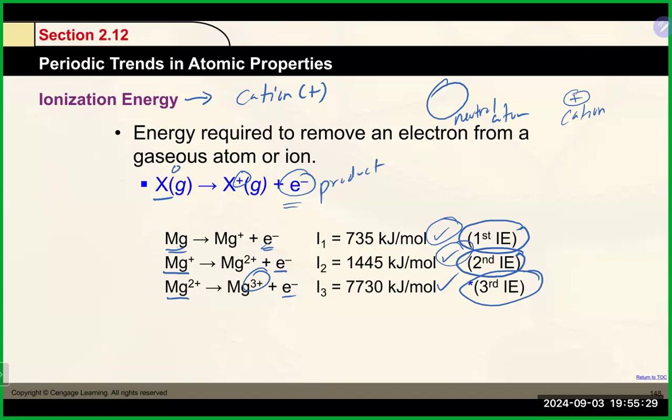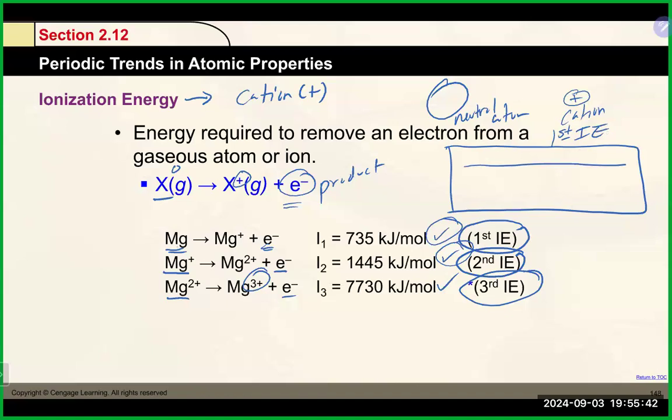Electrons are getting closer and closer to the nucleus and going to be held tighter in that case. The general trend in first ionization energy is it increases as you go up and to the right, decreases as you go down and to the left on the periodic table. Now, if we were to write magnesium's electron configuration, a little 1s2, 2s2, 2p6, 3s2.